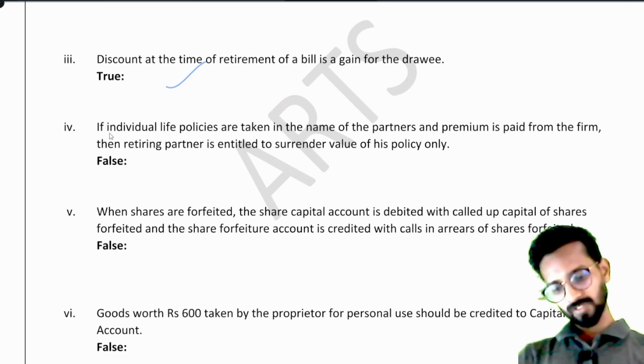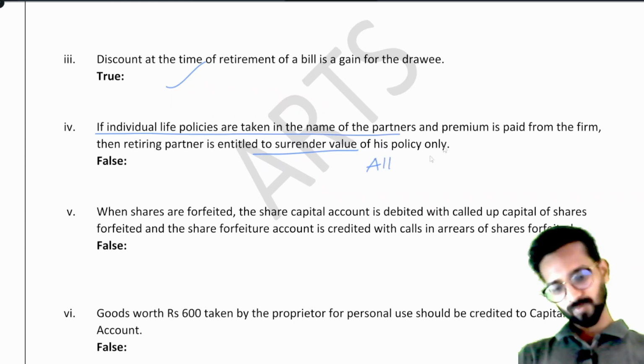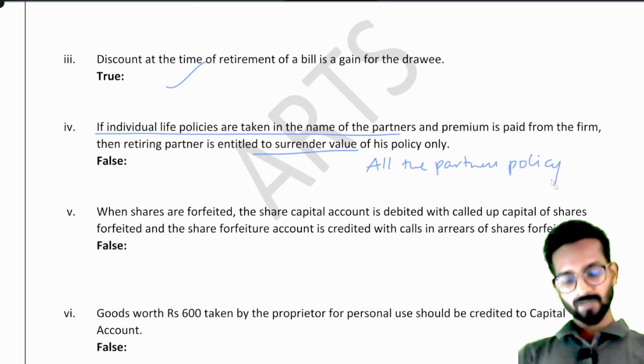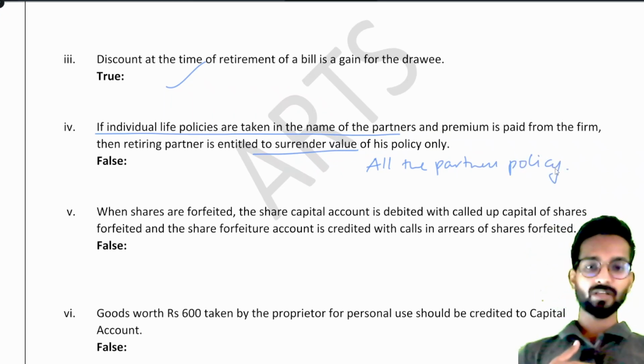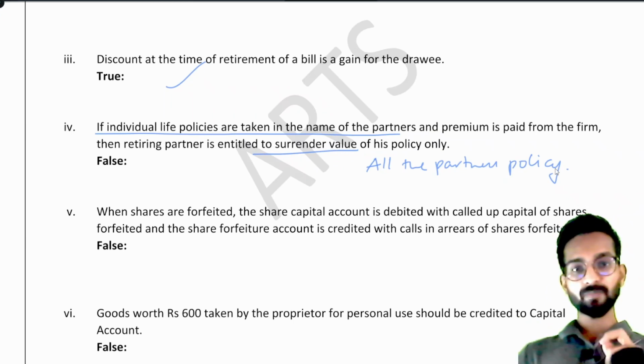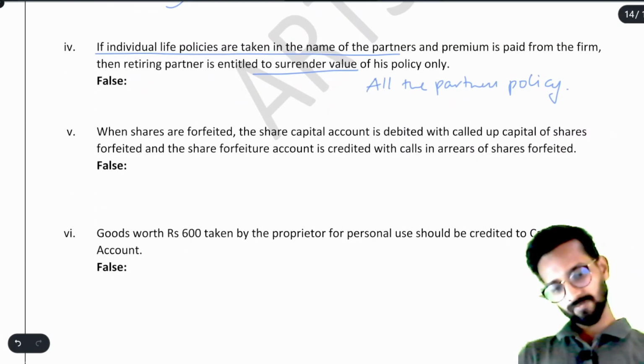All partners policy. ठीक है, तो you will write the same statement, partners are entitled to surrender value of all the partners policy. सिर्फ खुद की पॉलिसी का सरेंडर वैल्यू नहीं मिलेगा, सारे पार्टनर्स की पॉलिसी का सरेंडर वैल्यू मिलेगा. क्यों? बिकॉज प्रीमियम हैज बीन पेड बाय द फर्म. ओके, now when shares are forfeited, this we have discussed. Goods worth 600 should be credited, this also we have discussed.